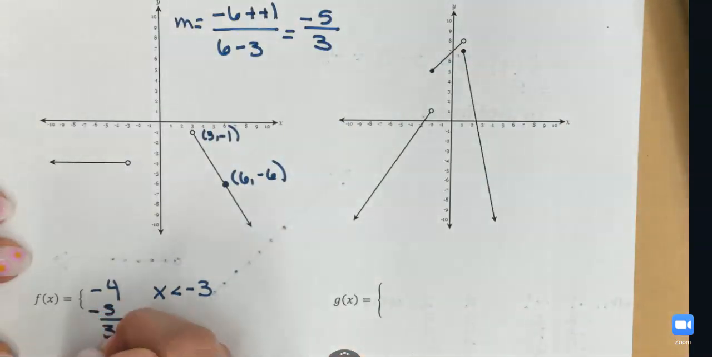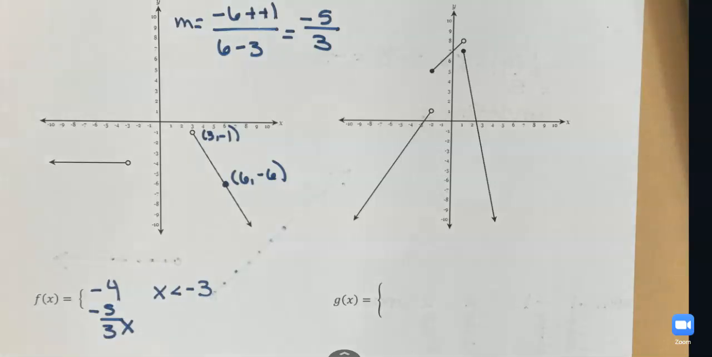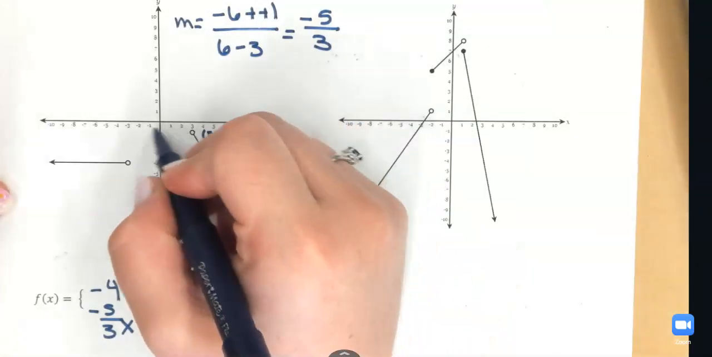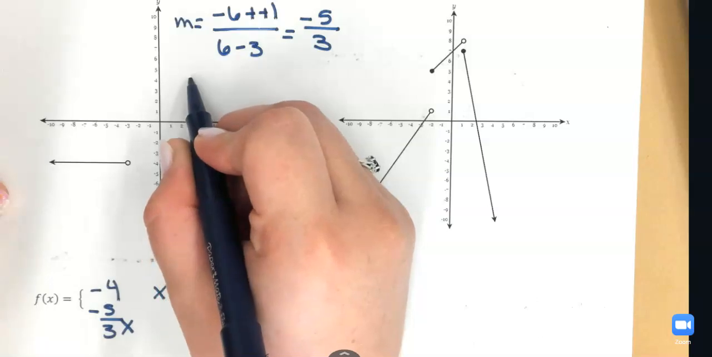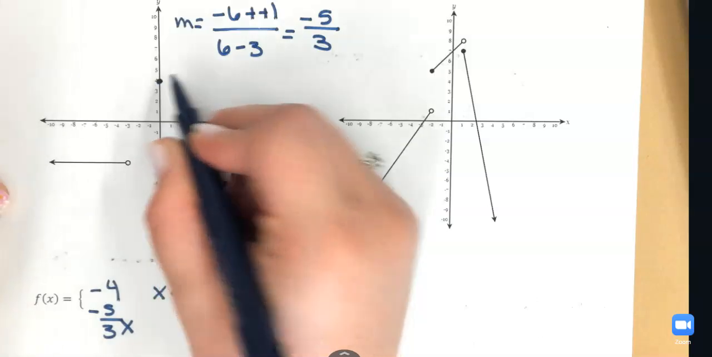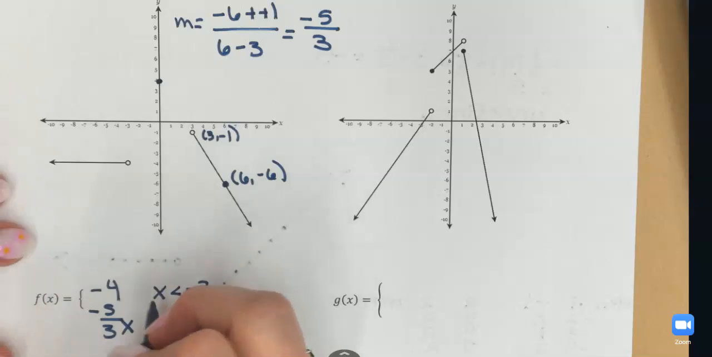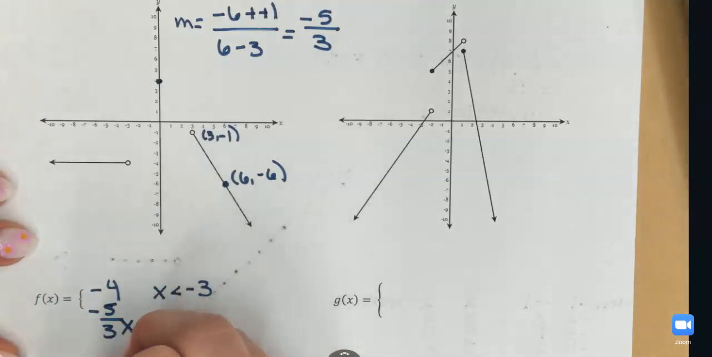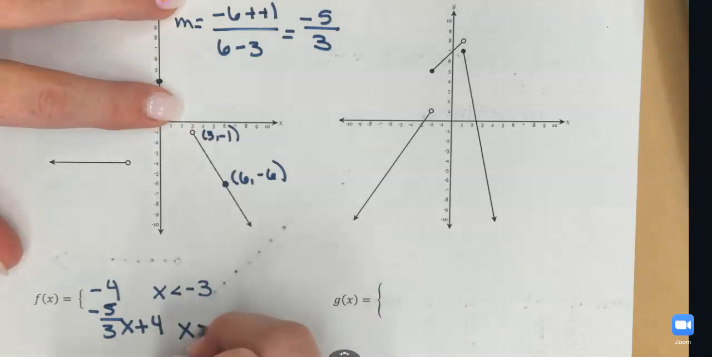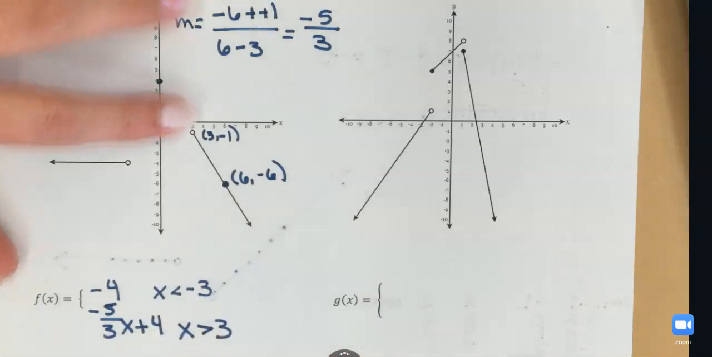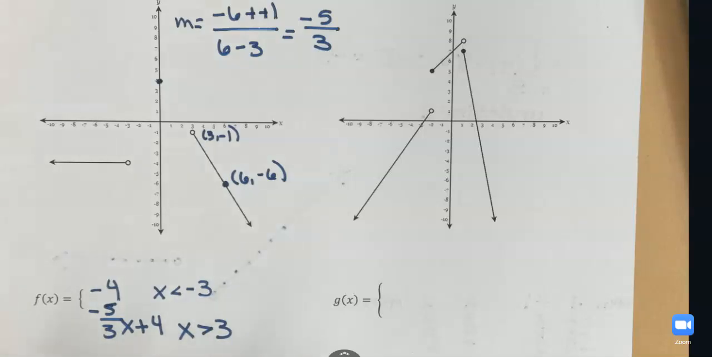So -5 over 3x. Now I just need to figure out what my y-intercept is. Now if I go backwards and I go up 5 and over 3, it's going to cross the y-axis at 4. So -5 over 3x plus 4. And that is for all values where x is greater than 3. Again, open circle, so it's not underlined.